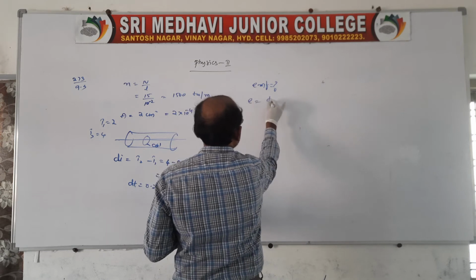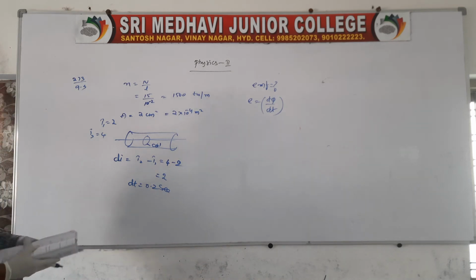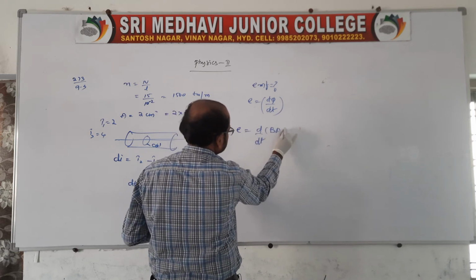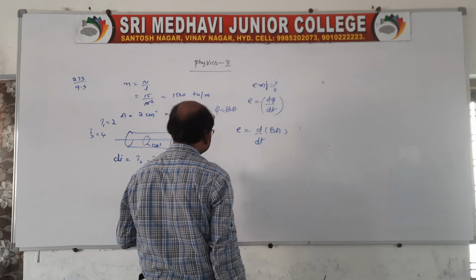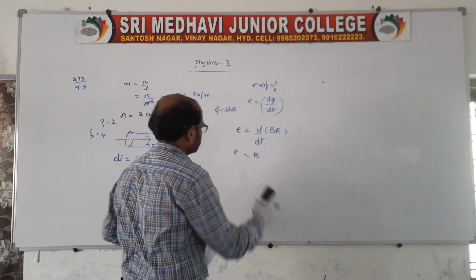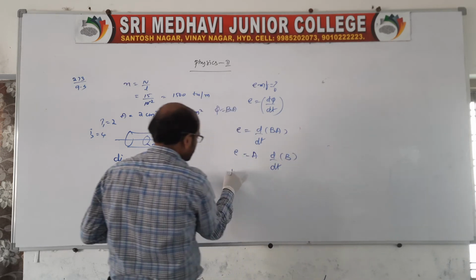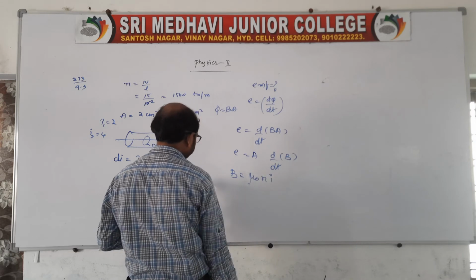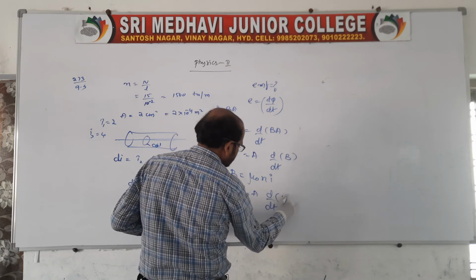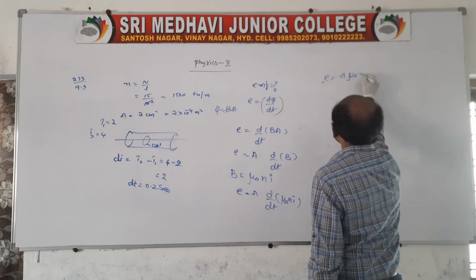Of course, we know EMF is equal to d phi by dt. There is a dt, but we don't know d phi, so we need to find d phi. We can write E is equal to d by dt of phi, which is BA, because the flux is equal to BA. Area A stays as it is, d by dt of B. But B for a solenoid is mu naught N i. So E is equal to A into d by dt of mu naught N i, so E is equal to A into mu naught N into di by dt.